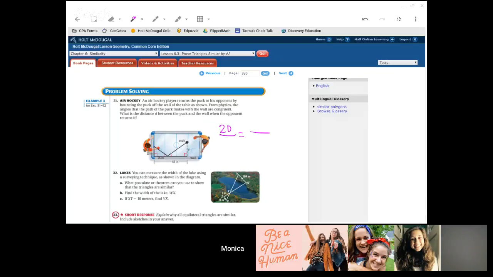Okay, so on your bigger triangle, the one that's made where the puck is, what side of that triangle is the corresponding side to the 20 on the other triangle? D, okay? So we'll have 20 over D, right? Small over big. And then we have 26 inches, which is from our small. And do we know a measurement for that one? Can we figure out a measurement for that?